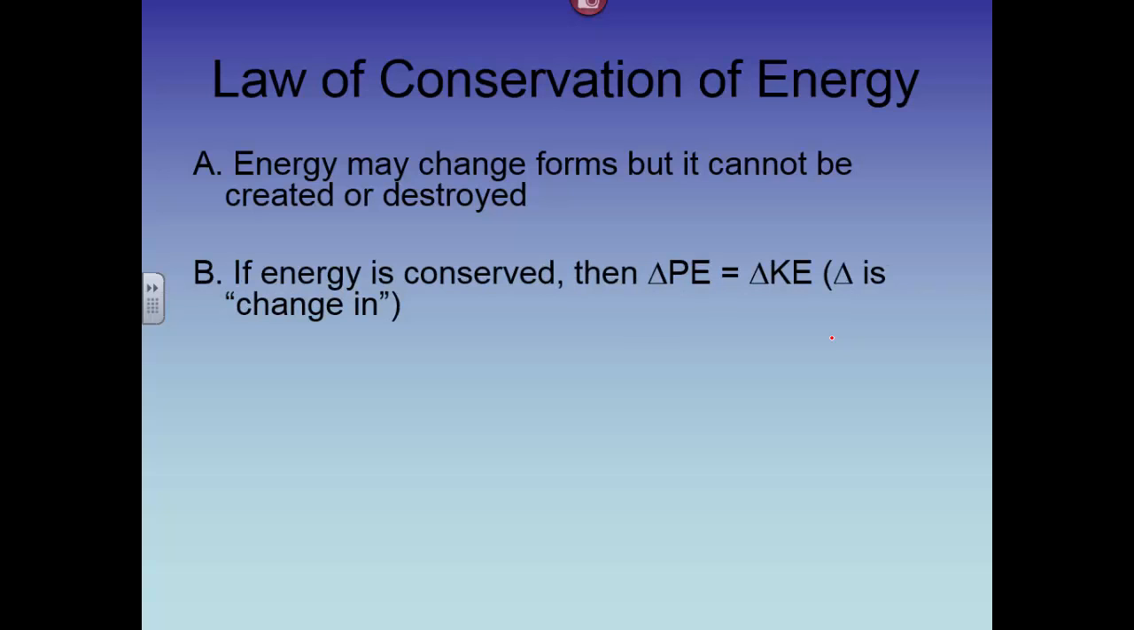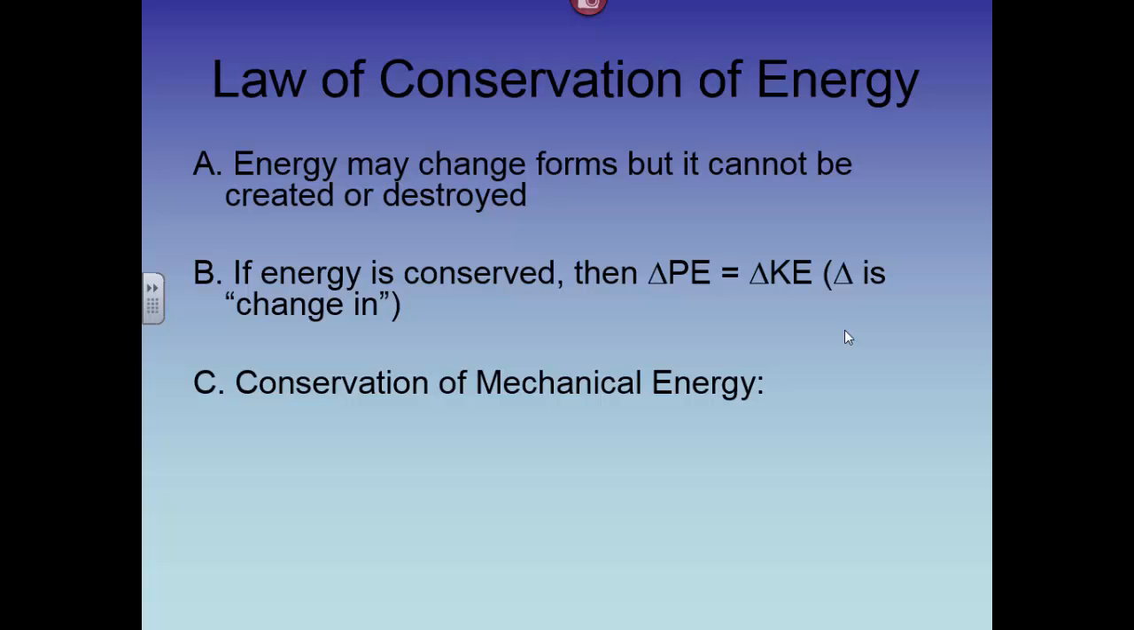Second part of this law says that if energy is conserved, then the change in potential energy is equal to the change in kinetic energy. This is a new symbol for you. This is a Greek letter. It's called a delta. It looks like a little triangle right here and right here. That little triangle means change in, the change in potential energy. However much potential energy is lost, that much kinetic energy has to be gained. Energy has to be conserved, it has to go somewhere, or it has to change forms.